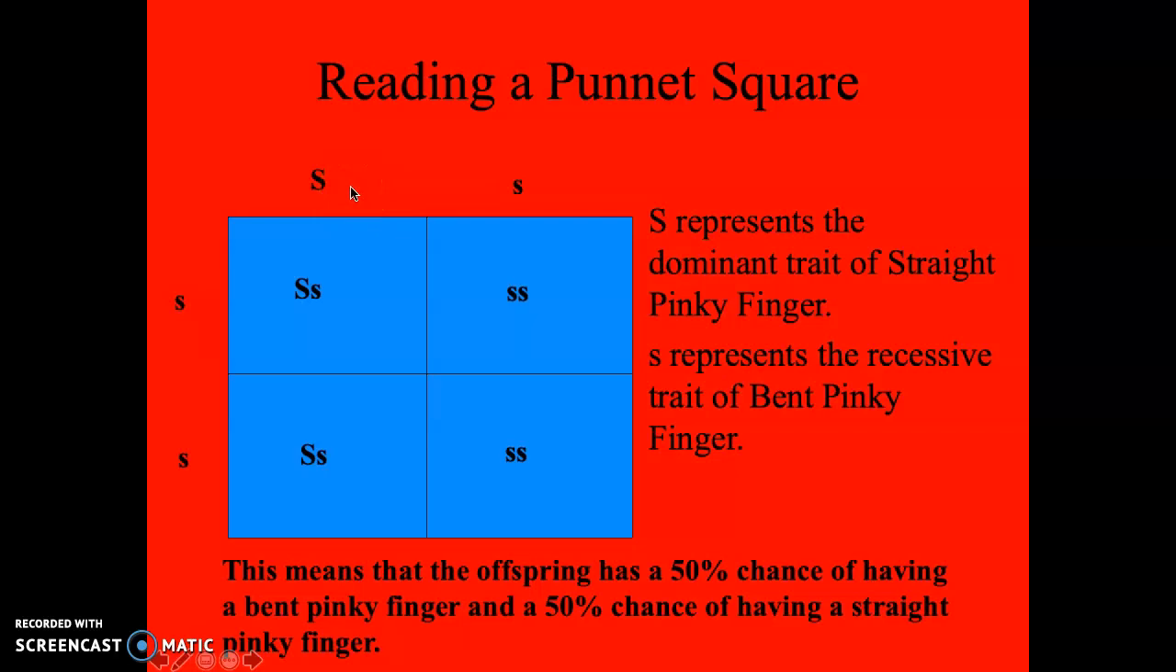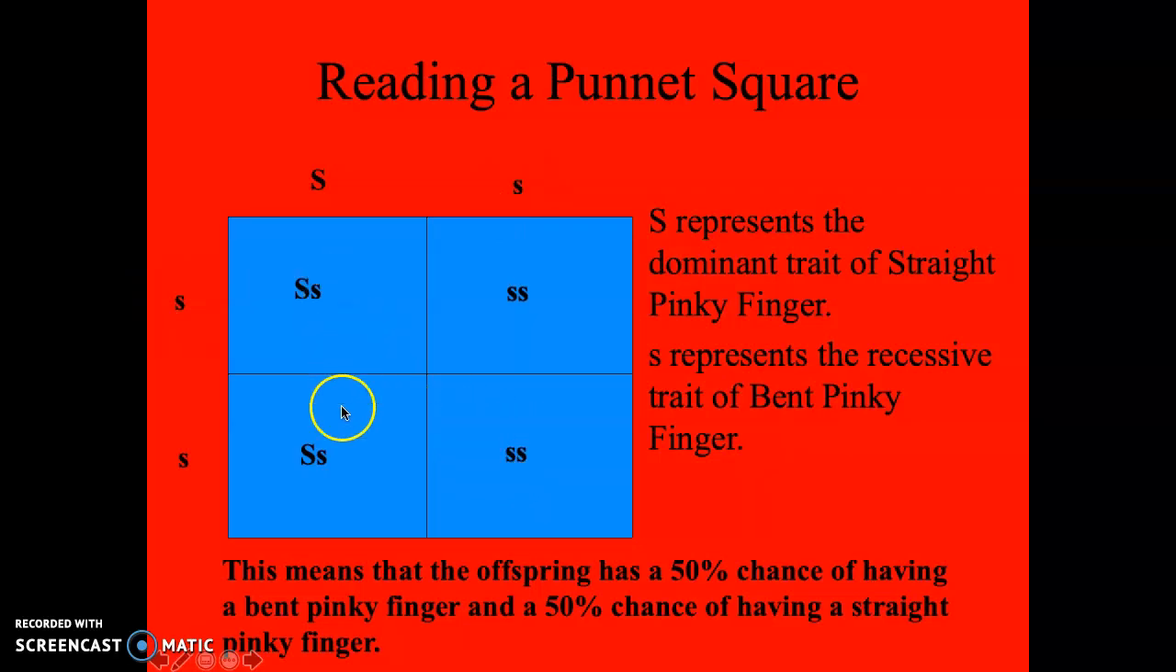Parent number two had two recessive genes. So these are both small s's because they had two recessive genes. So in other words, parent number one has a straight pinky finger and parent number two has a bent pinky finger. And we're trying to figure out what chance their child might have of having a straight or a bent pinky finger. So we crossed this gene with this one and got a big S, little s. We crossed this gene and got a big S, little s. We crossed this gene and got a little s, and this gene and got another little s, little s.